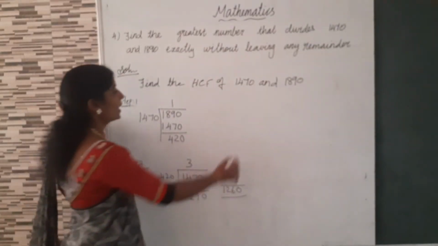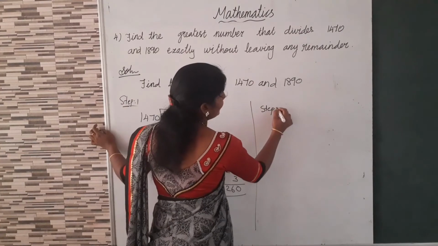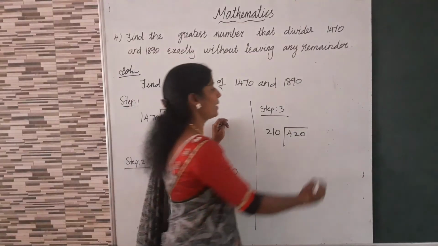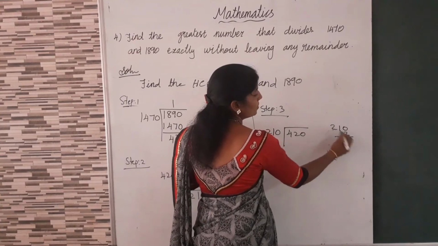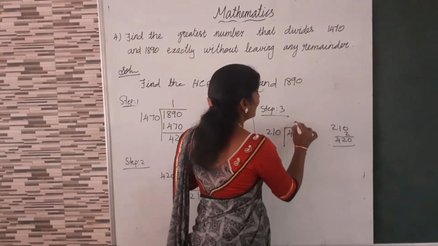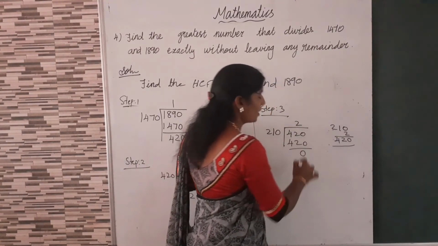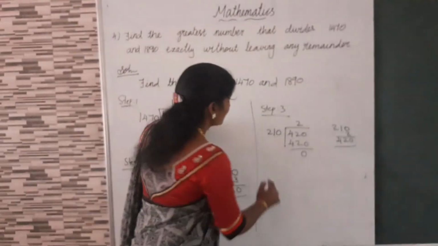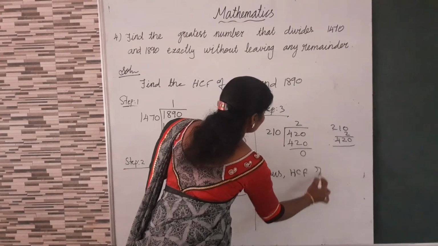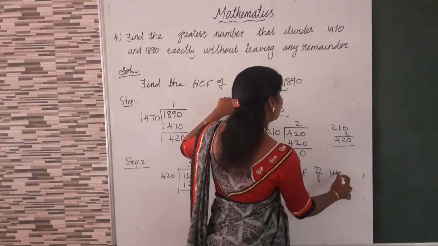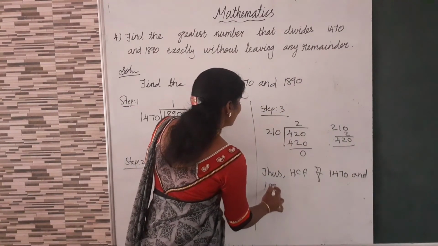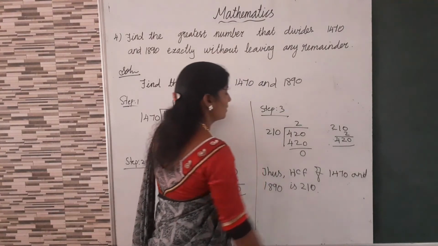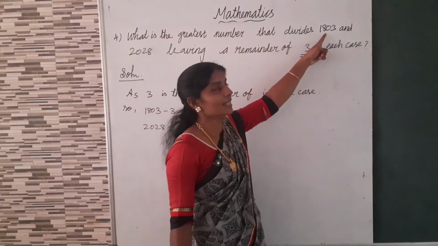Now here your remainder is 210. Then we can continue to step 3. Okay. Now here the 210 is the new divisor. Then old divisor is 420. Now here 210 2 times, 2 times 210: 1 into 2, 2; 2 2s are 4, 420. So we can write 2 times 420. Remainder is 0. Now we get remainder 0, so we can stop. The last divisor is the HCF. That is 210. So we can write, thus the HCF of 1470 and 1890 is 210.